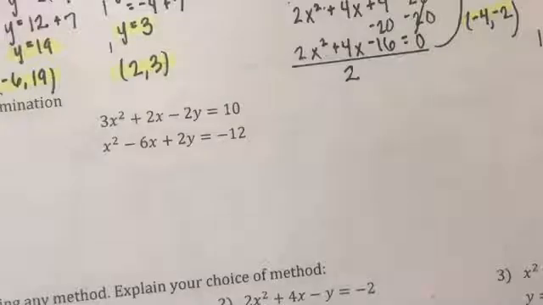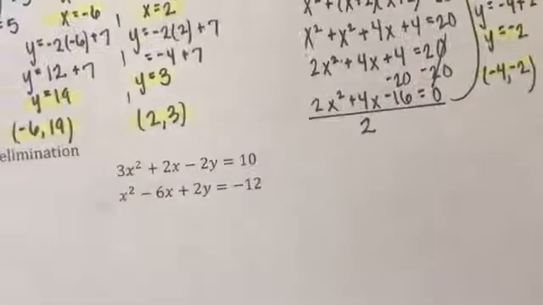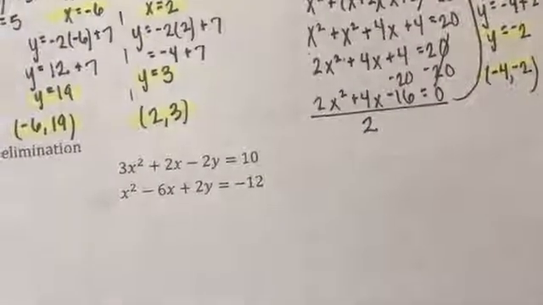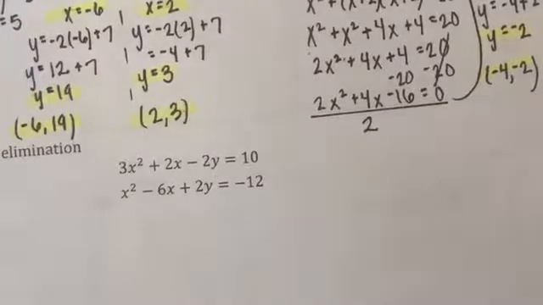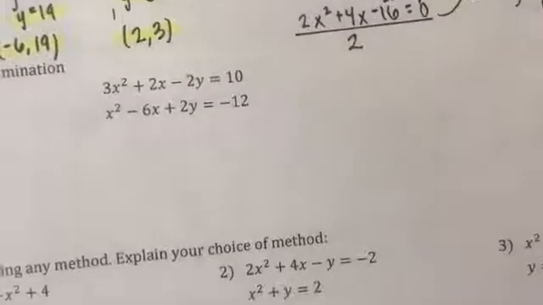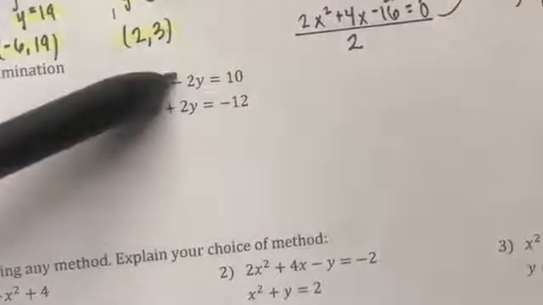Because think about what we did in substitution. We substituted in for y so that the y's disappeared and we only had x's, and then we could solve it as a quadratic basically. So same thing here, you want to eliminate y first. So this is already kind of set up to eliminate y because I have negative 2y plus 2y.